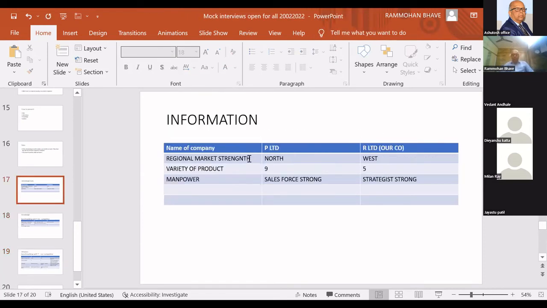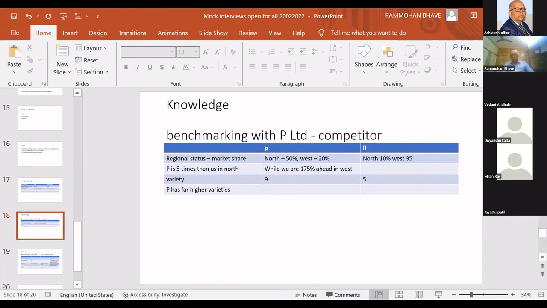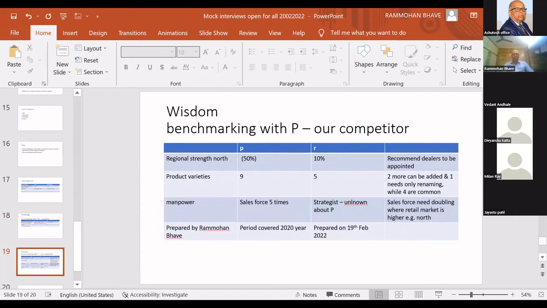Do you fall in data, or do you fall in information, or do you fall in knowledge, or do you fall in wisdom? The more wisdom you show, the more your utility in the management.